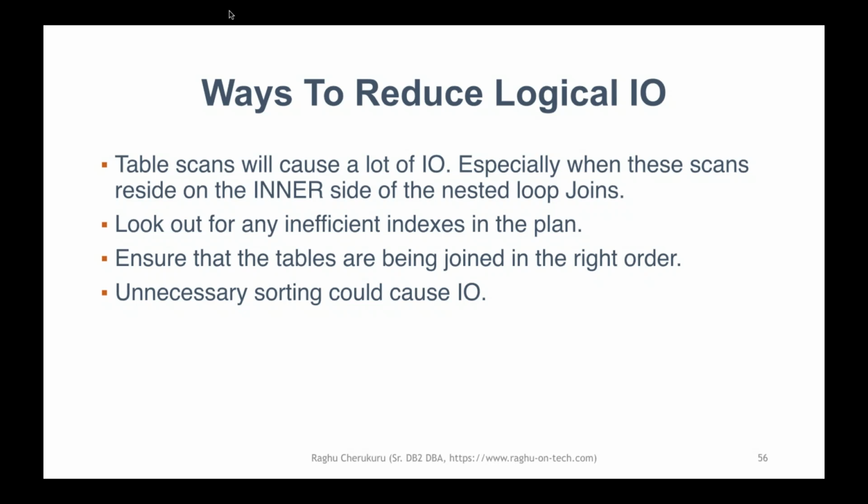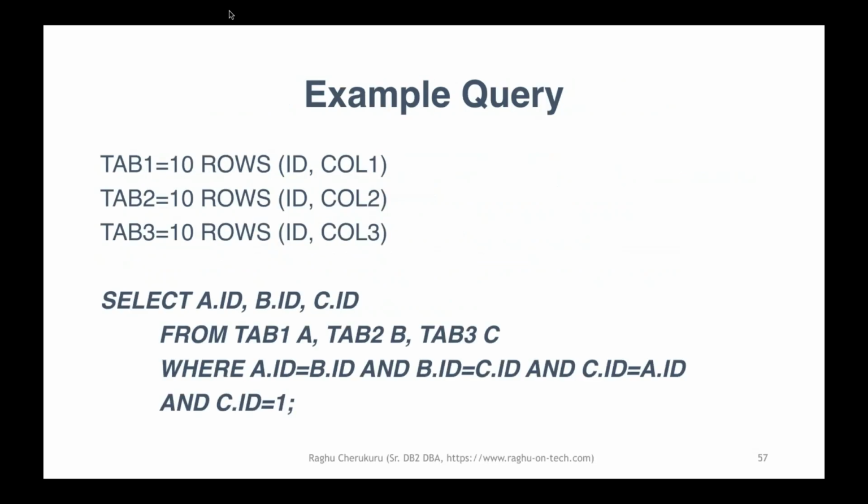Yes, sir. Yeah, table scans will cause a lot of I/O, especially when these scans reside on the inner side of the nested loops, because they'll be scanned over and over. They'll not only kill your memory, they'll really kill your CPU. Look for any inefficient indexes in the plan. Ensure that the tables are being joined in the right order. I will explain why that order is really key. Unnecessary sorting could cause I/O.